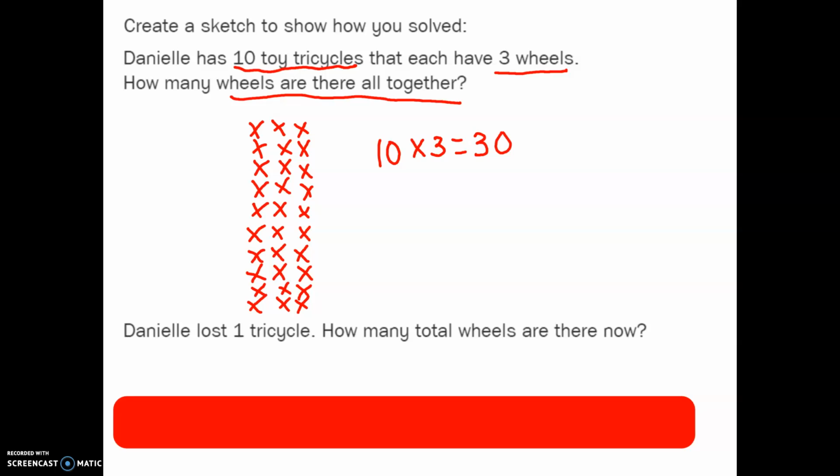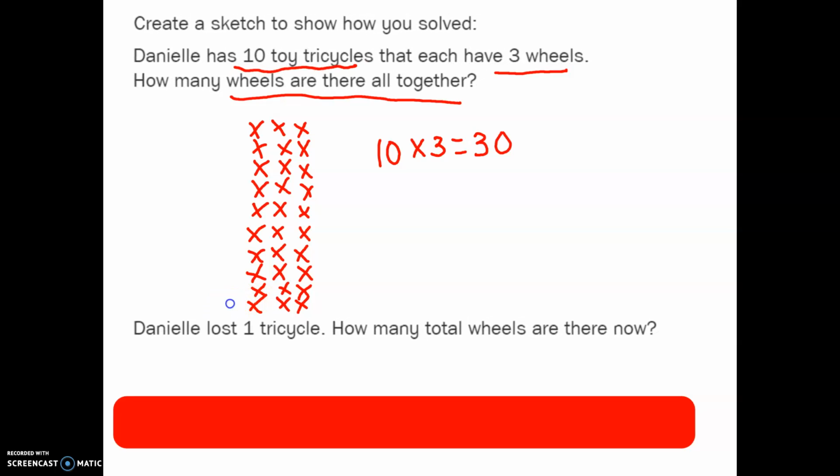So that means if she lost a tricycle, we are going to subtract, oops, let's get it on pen, Mrs. Fleury. We are going to subtract a row simply by just crossing out the bottom row. So that means I now have a new number model. I don't have 10 tricycles anymore. I have 9. They still have 3 tires each.